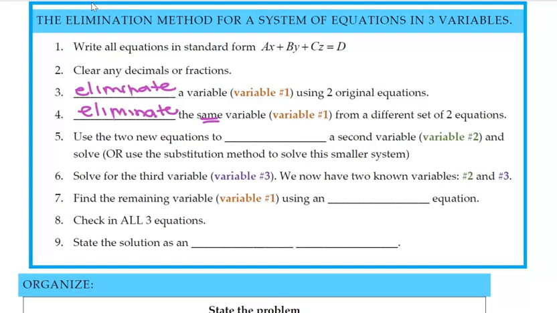All right, and then use the 2 new equations to again eliminate a second variable. All right, then to solve for our third variable, we know what two of the variables are, so we need to just substitute in. And then you'll do that by going back to one of the original equations and substituting those in to solve for that last one. And then it's a good idea to check your answer and then state your solution as an ordered triple.